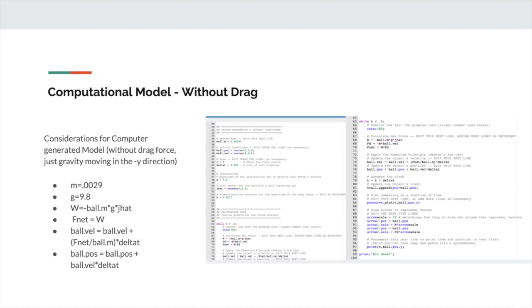From there, I was able to move on to the computational model, which just focused on the gravitational force without accounting for drag force. So in the code, I set the mass to equal 0.0029, g, which would be the acceleration due to gravity, which is 9.8, and W, which is the weight force, the mass times gravity times the unit vector. In this case, if we're just focusing on gravity, the net force would just be equal to W. I set the velocity of the ball to ball.velocity plus the net force over the mass times the change in time, and the position of the ball to ball.position plus ball.velocity times the change in time. And these are my results.